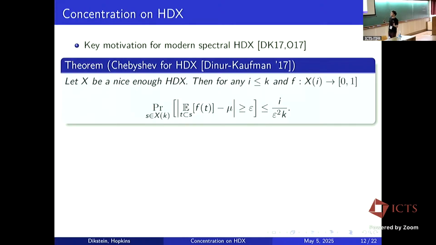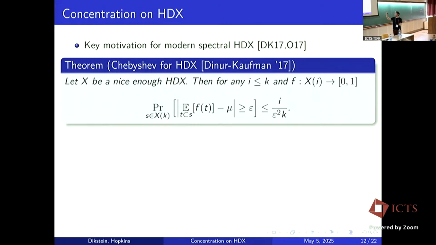Okay, and indeed, it turns out that, at least in the Dinur-Kaufman line, this was a critical motivation in the introduction of modern spectral high-dimensional expanders. In particular, Dinur and Kaufman proved the following result. If X is a sufficiently nice high-dimensional expander, I'm going to sweep things under the rug a little bit and say nice enough for much of the talk, and then I'll say something pretty explicit about what I mean by this in a minute.